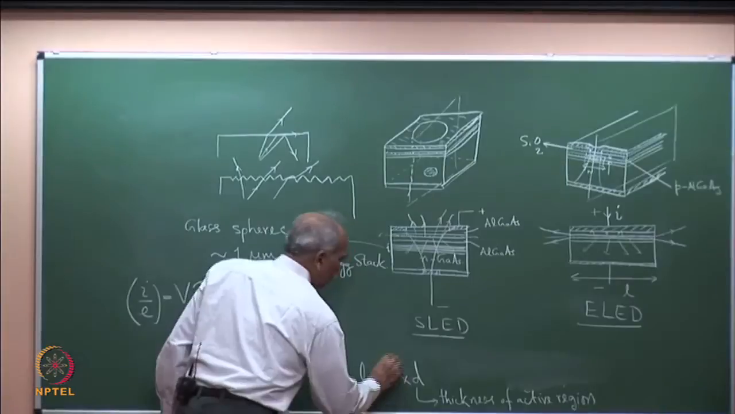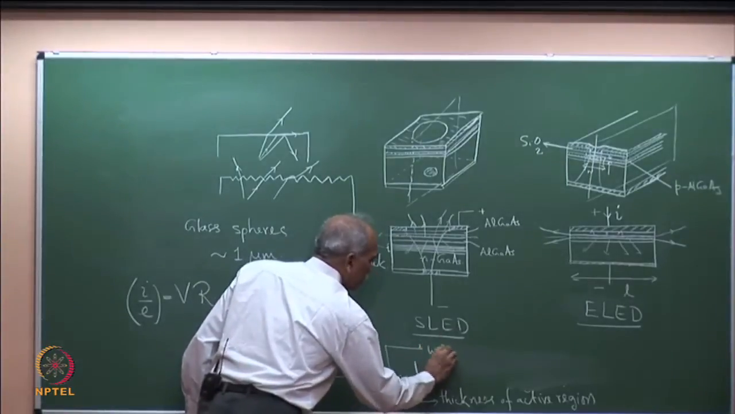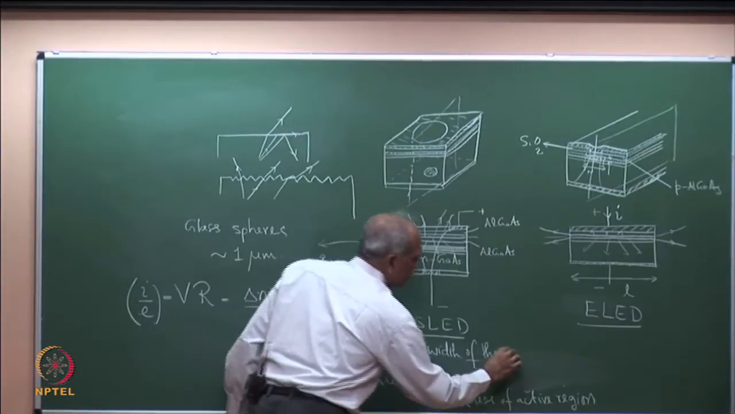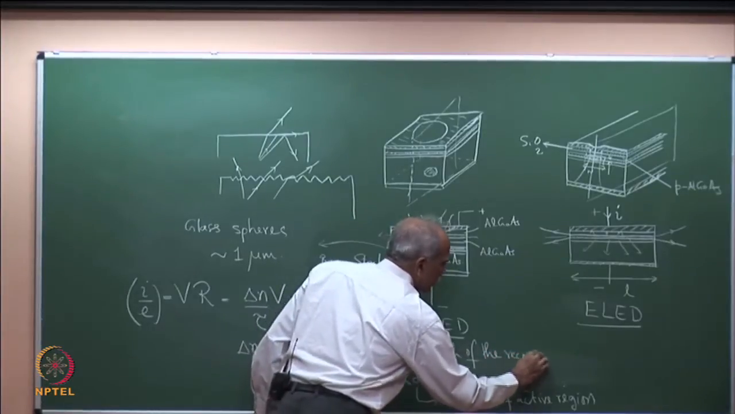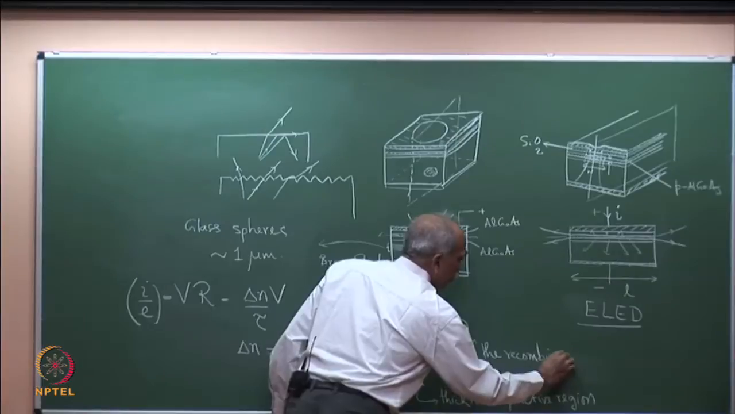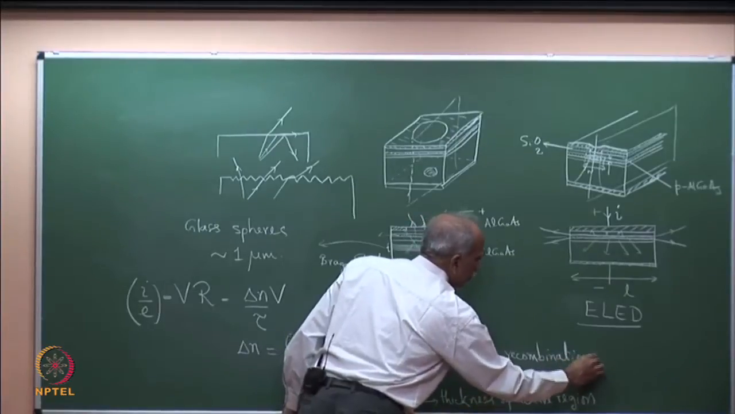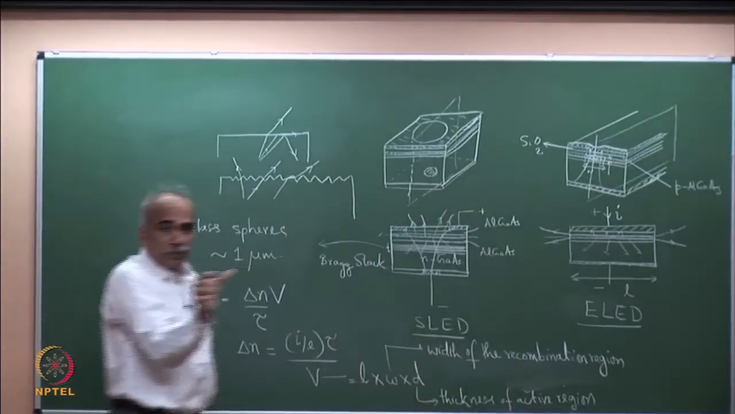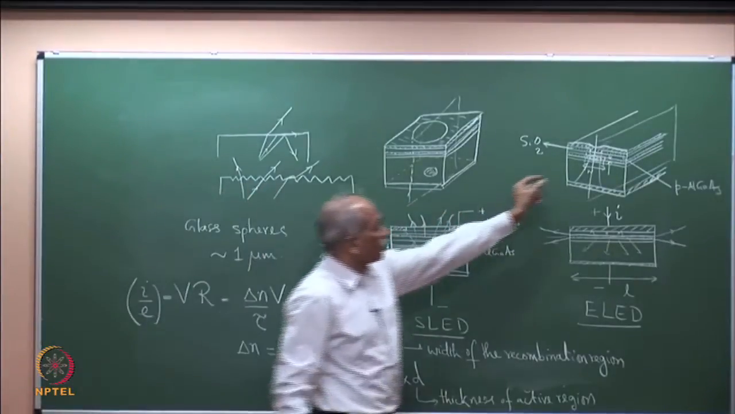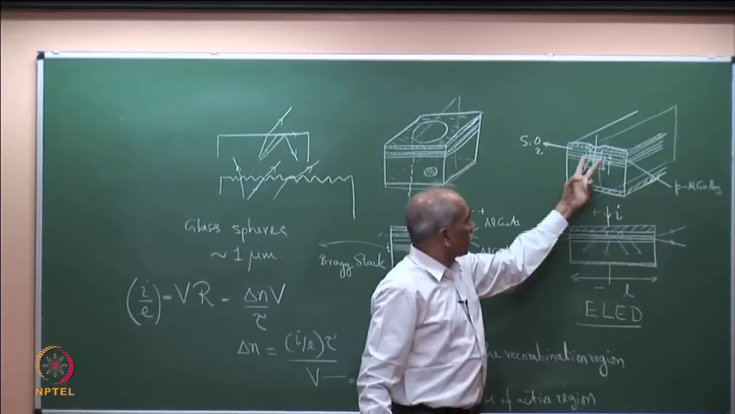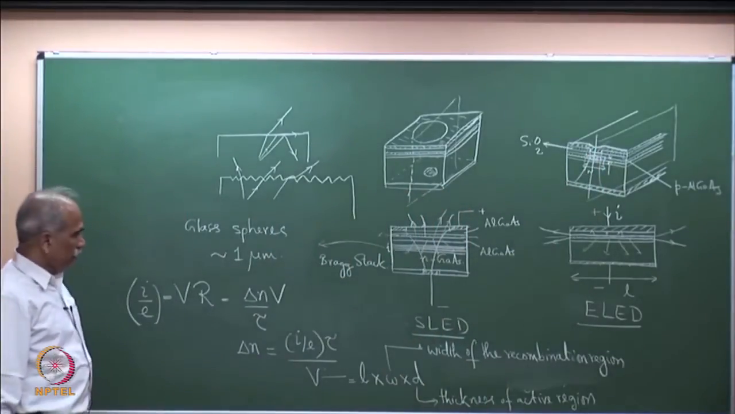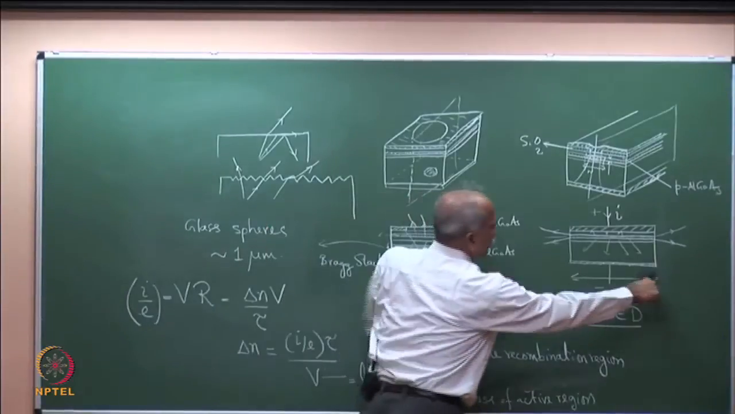W is the width of the recombination region, which is approximately equal to the width of the electrode which is in contact here. And L is of course the length of the region.